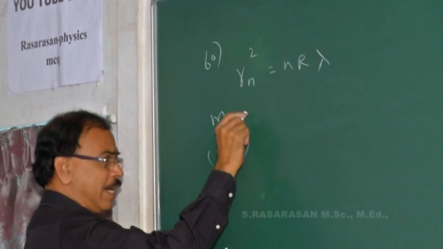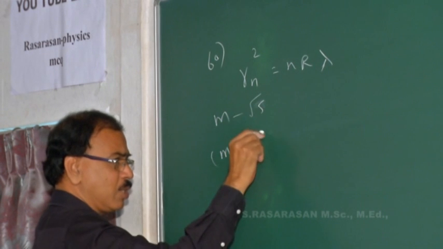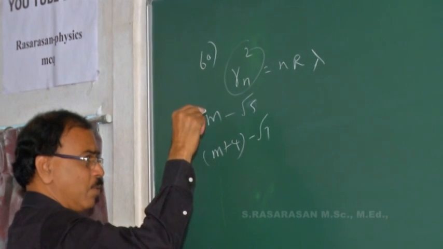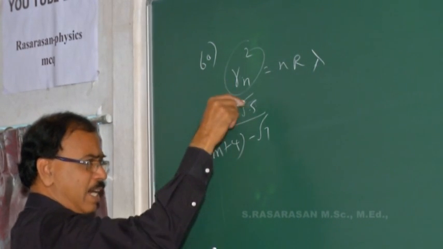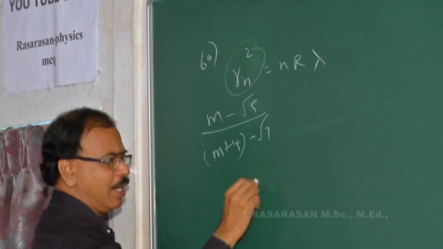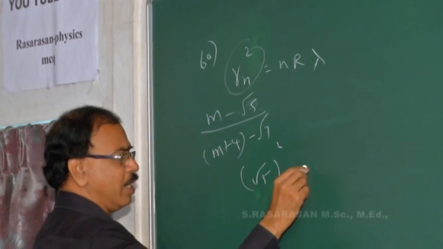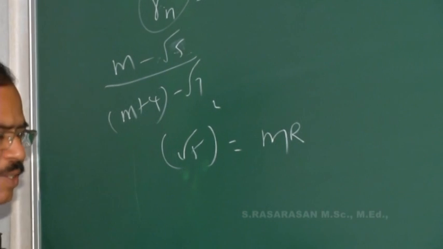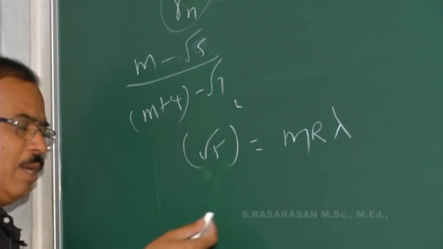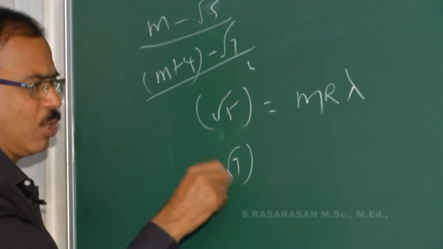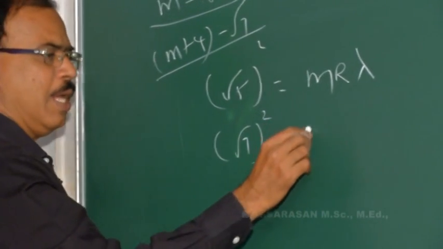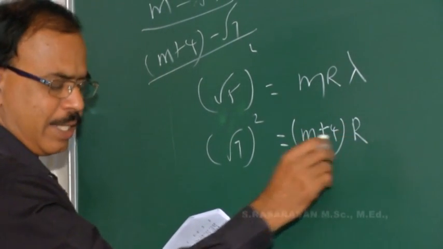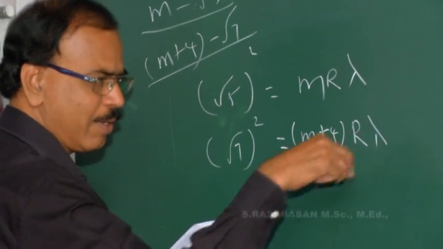For the mth ring the radius is √5 millimeter, and for the other it is √7 millimeter. Using the first set of data: root 5 the whole square is equal to m R lambda, where R is the radius of curvature of the plane convex lens. Next set of data: root 7 the whole square is equal to (m plus 4) R lambda. It is the same radius of curvature, same lens, same R, same light, same wavelength.